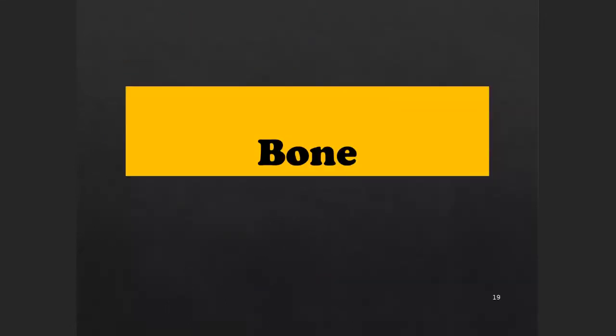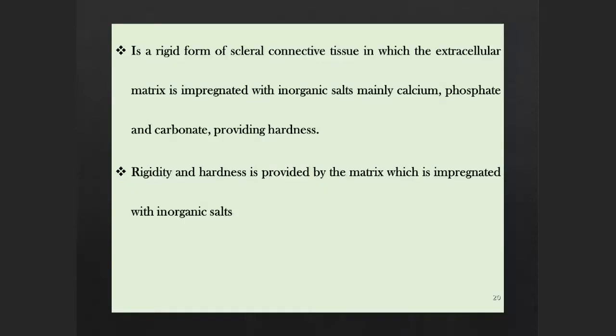Okay, now coming to bone. What is bone? Let us try to differentiate bone from what we have just read, cartilage. Cartilage was not so rigid. Bone is rigid. It is a rigid form of connective tissue in which the extracellular matrix is the same. Remember that: the extracellular matrix of cartilage and bone is the same. The only difference is the involvement of inorganic salts, which are not there in cartilage.